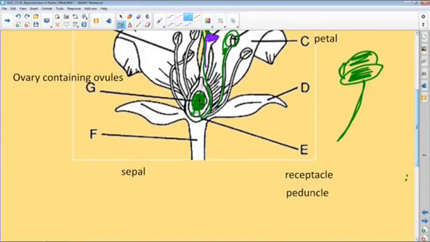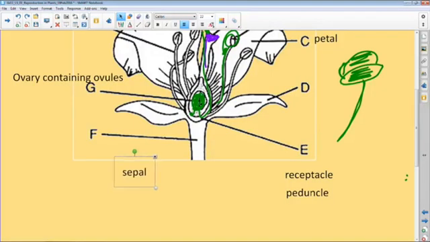Next one, you've got 3 more words. And these 3 words, a lot of people get a little bit worried about them. First one, I'm going to take the sepal, okay? And sepal goes here by D.